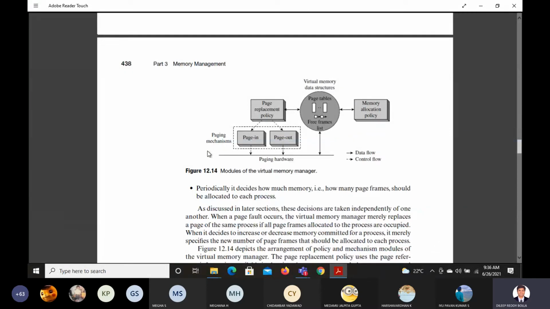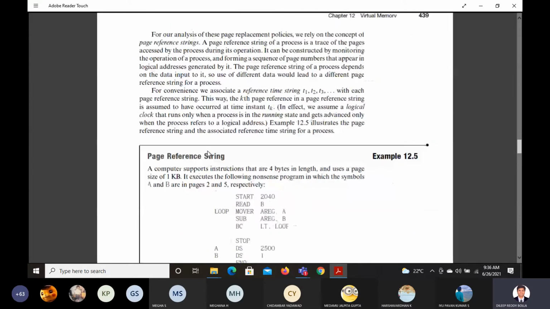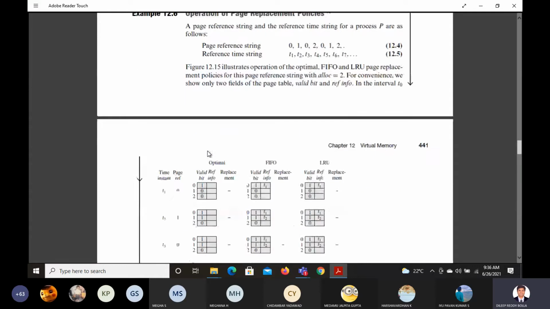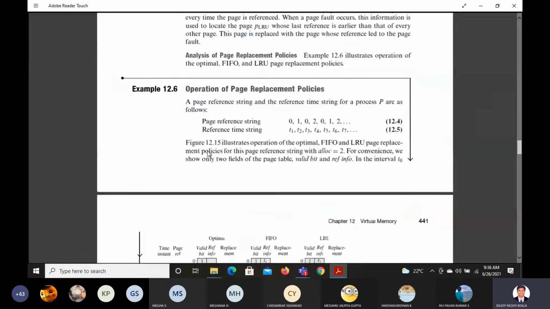There are two things here: one is data flow, one is control flow. Whichever is a thick line is your data flow. Whichever is dotted lines, that is your process flow, or let us say control flow. So VM handler, you can explain this. And next, very interesting problems we have, that is page replacement policies.